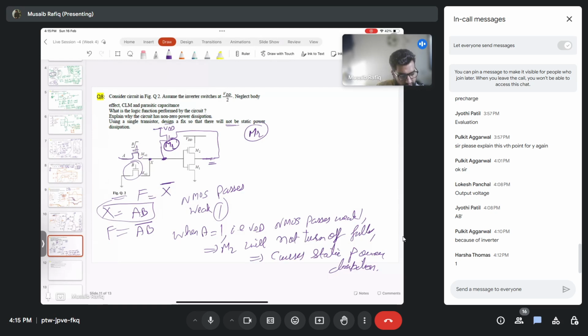So what I need to do is I need to size this accordingly such that input to the inverter is VDD by 2 when ensuring that X is equal to 0, X goes to low. So we have to size it such that this point also goes to low.